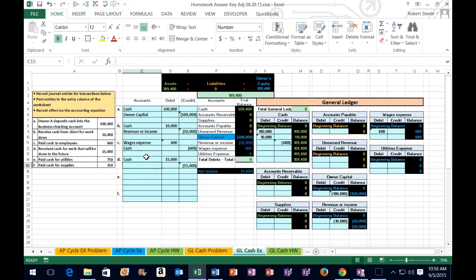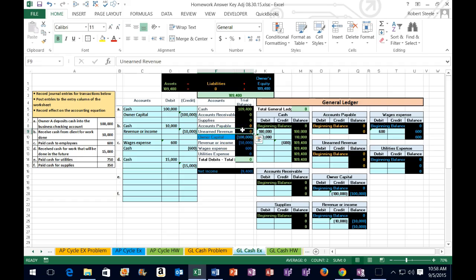Why are people paying us $15,000? Because we're going to do work. So you might think that we should credit revenue, which would increase revenue, but under the revenue recognition principle, we have not yet earned that revenue. Therefore, we're going to put it into a liability account up here.